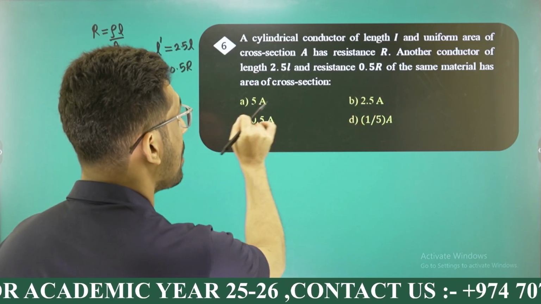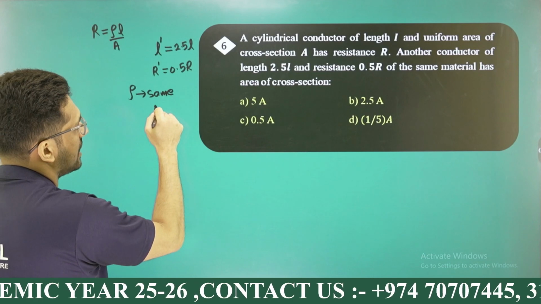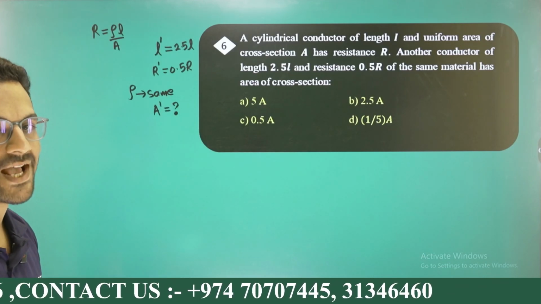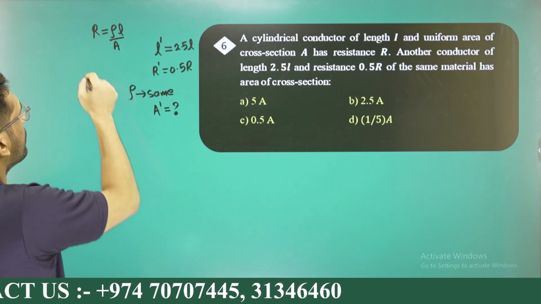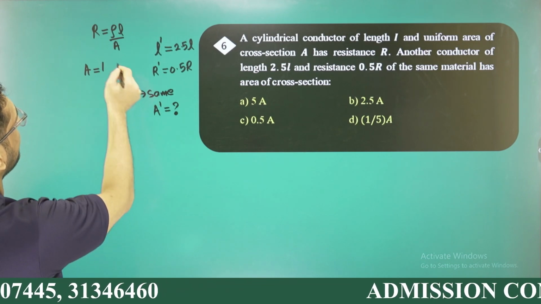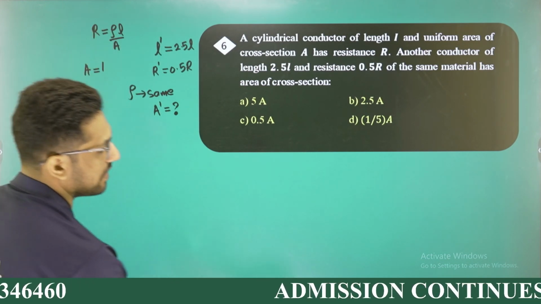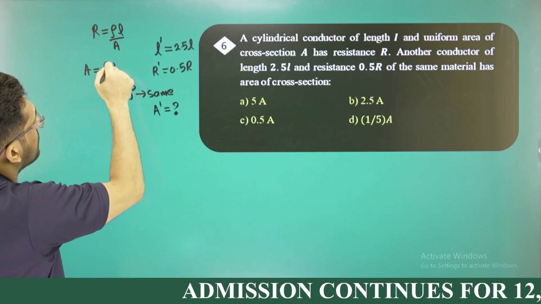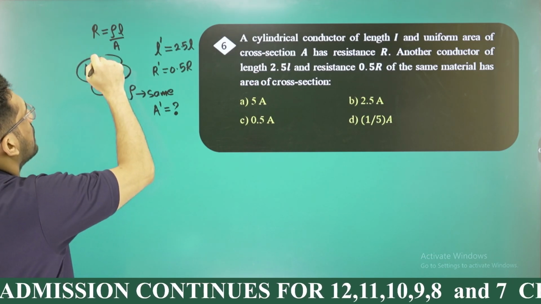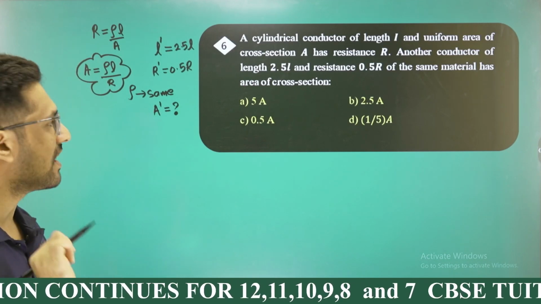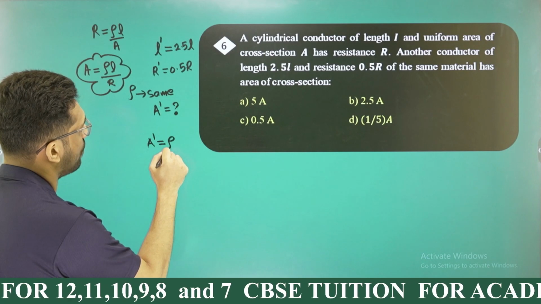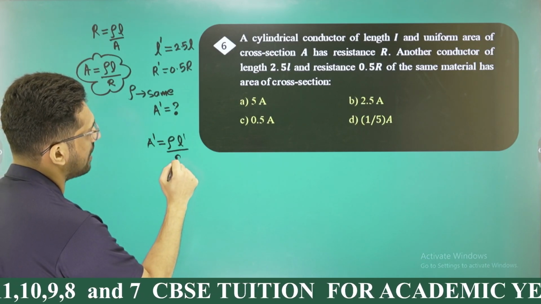Has area of cross section. You can write the area of cross section of the second conductor as A dash. What is A dash? That is the question. What is the equation for A from the first equation? You can bring A to that side, R to this side. Then there is already rho L here. Rho L divided by R will be the equation of area. Then the equation of A dash is rho L dash divided by R dash.